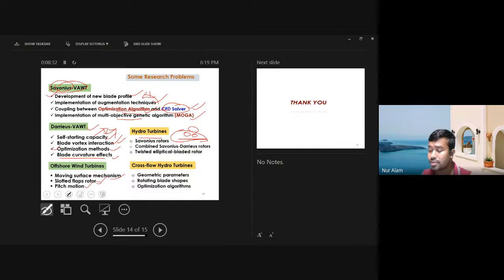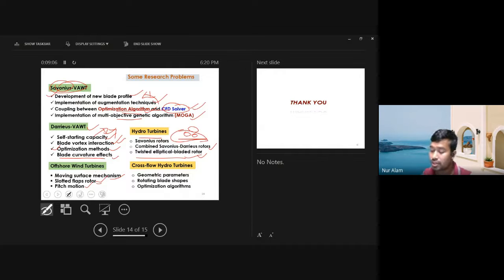And hydro turbines, because nowadays the Savonius rotor is used as a hydro turbine for small scale power production, that can also be done. And the combined Savonius Darrieus rotor, as I had mentioned. A lot of studies are there, so you need to think about which parameter you have to study and which parameter you want to optimize. And two-stage elliptical bladed rotor, this is a completely new study. If you want to perform a study directly, you can start with this one. For the two-stage elliptical bladed rotor, no one has studied this blade profile.